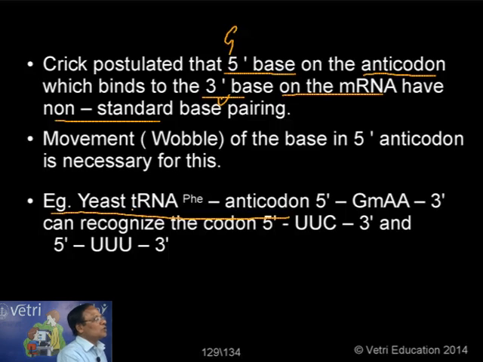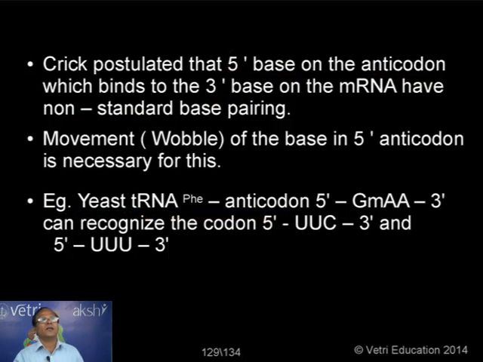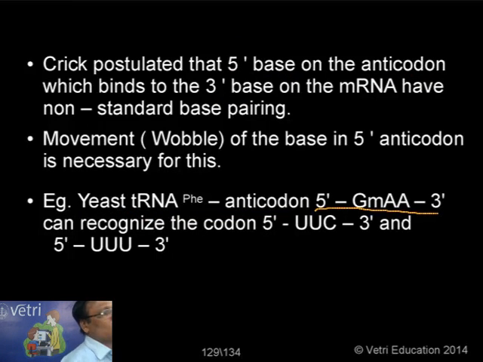In the case of yeast phenylalanine tRNA, the anticodon is GAA in the 5' to 3' direction. This anticodon found in yeast phenylalanine tRNA can recognize the codons UUC in 5' to 3' and also UUU in 5' to 3'. And both of these codons are for phenylalanine. There are two codons for phenylalanine, namely UUU and UUC.